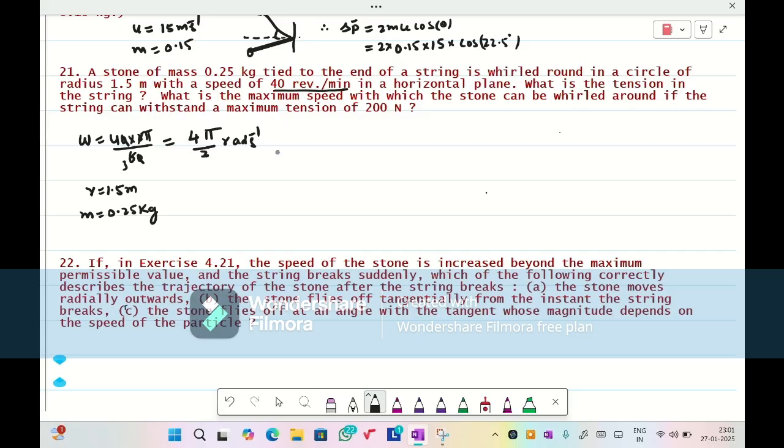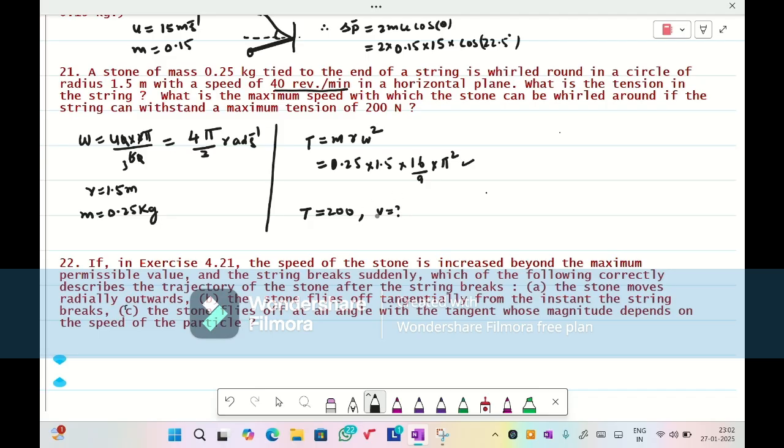Okay, first find the tension. So tension T is equal to m r omega square, as already came in the first question. So substitute m r omega square: 0.25 into r value 1.5 into omega square, 16 by 9 into pi square. You can take pi square as 10. So this is the answer, tension will come. Now if T is equal to 200, then what is the maximum speed? Speed is equal to question mark.